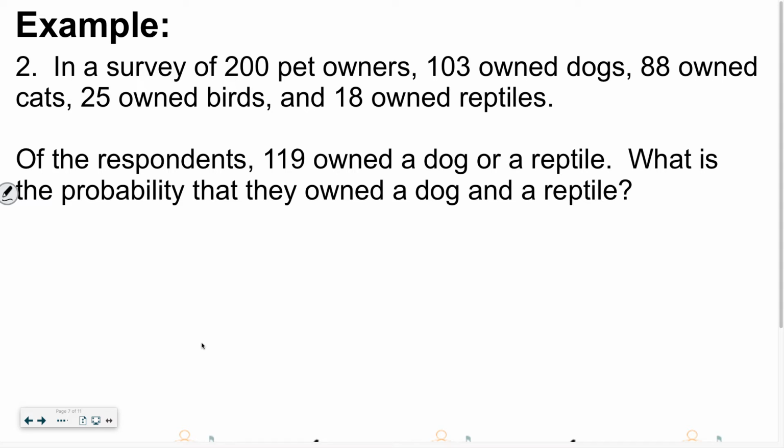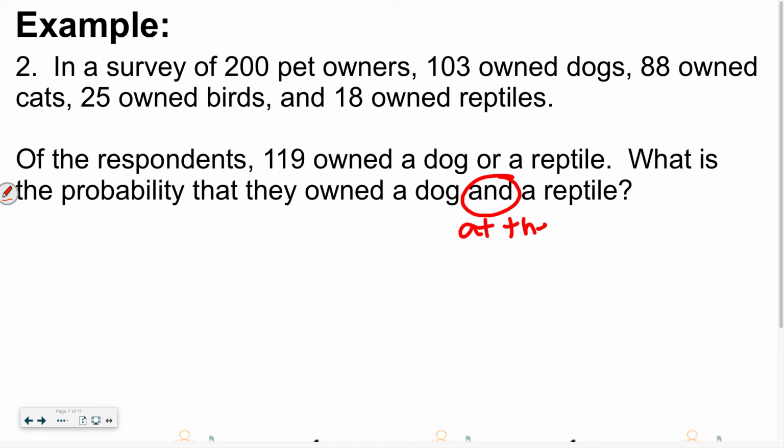Talk to me about key words. Dog and reptile. And overlap. Okay, there is an "and." Now you'll have to be careful here. Does this "and" mean "and then," or at the same time? This one means at the same time. What's the probability they owned a dog and a reptile? We want to know who owned them at the same time. They had both pets, right? So this is an "at the same time."